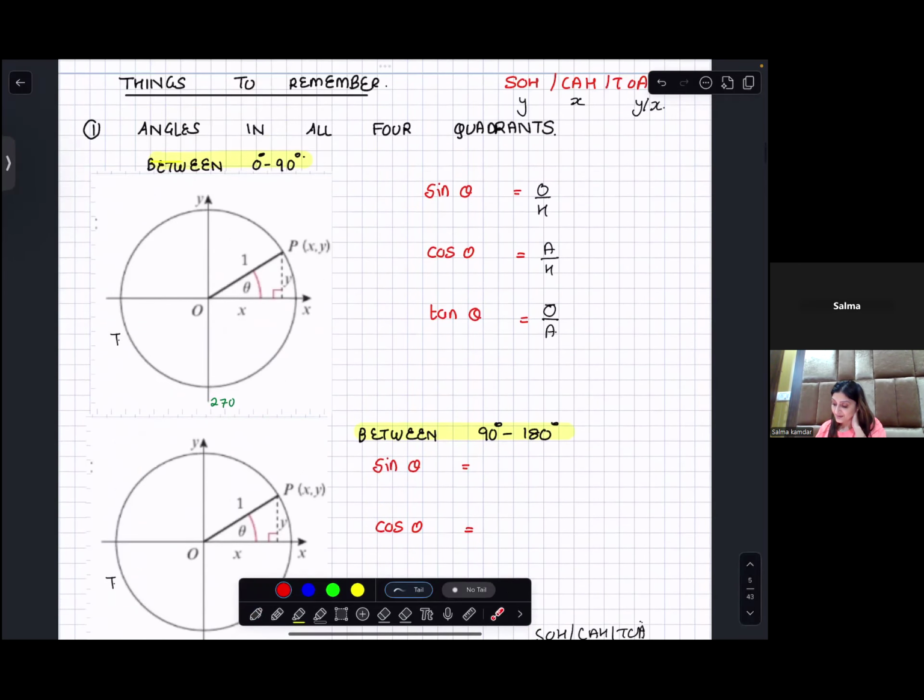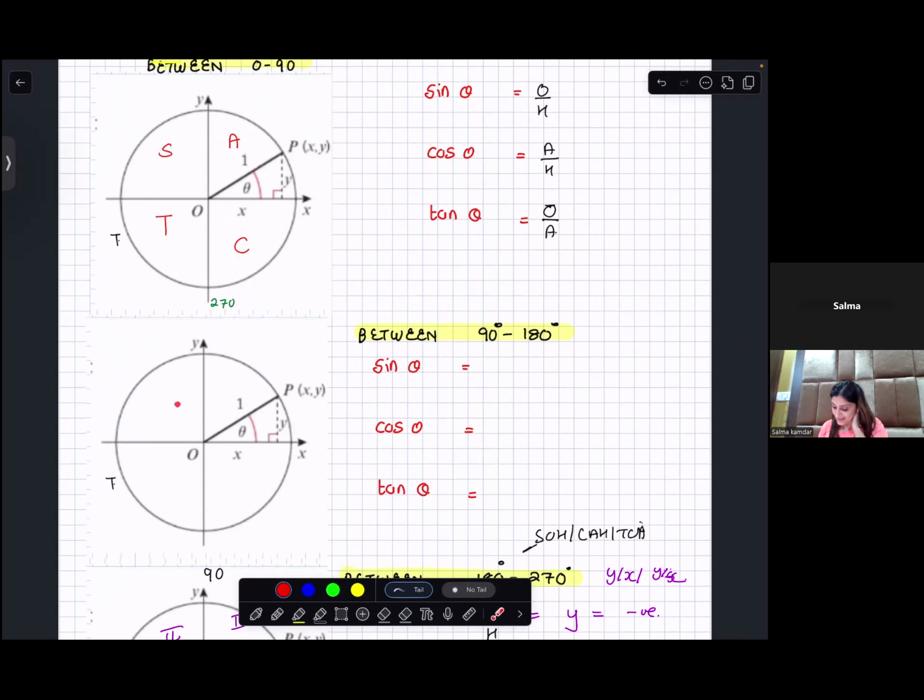Let's check. CAST. In the first quadrant, all will be positive because x and y both are positive. In the second quadrant, that is between 90 to 180, we'll label it 0, 90, 180, 270, 360. Then you put your CAST.